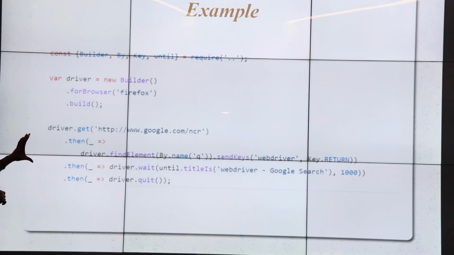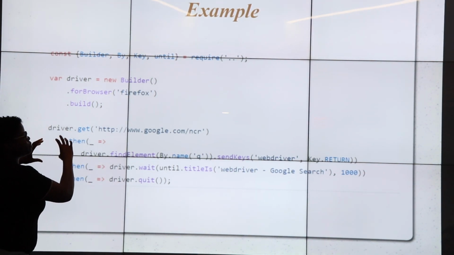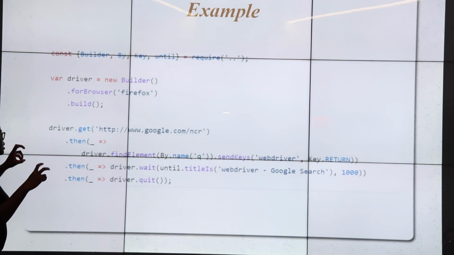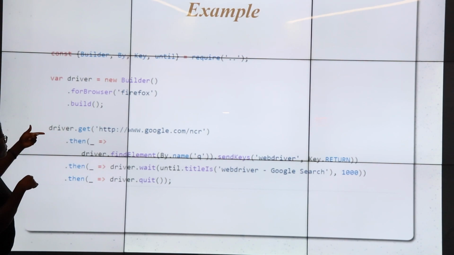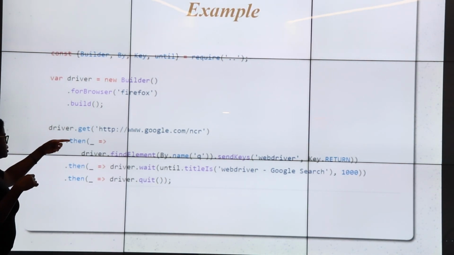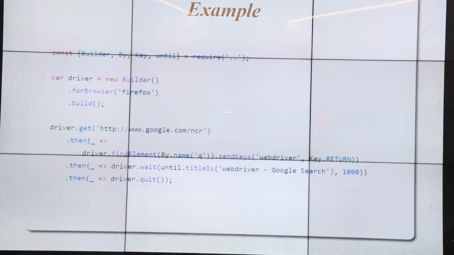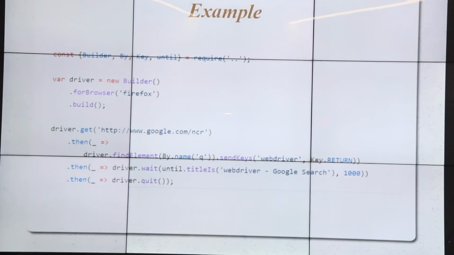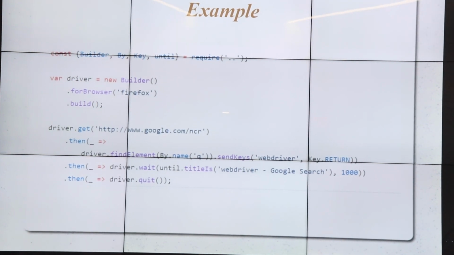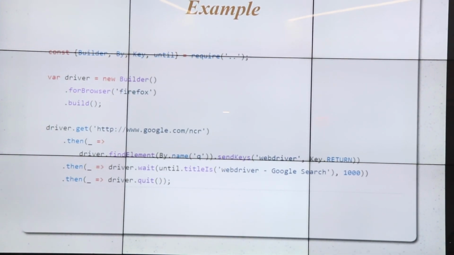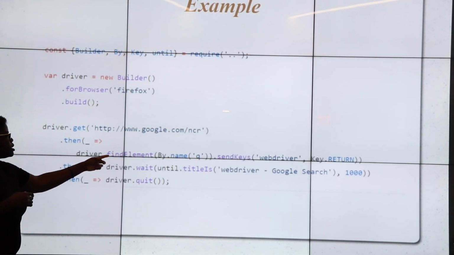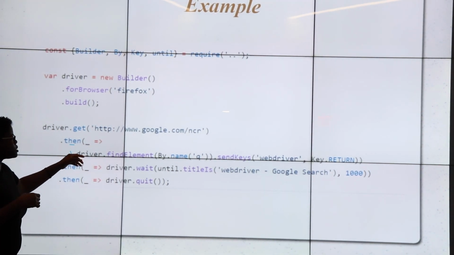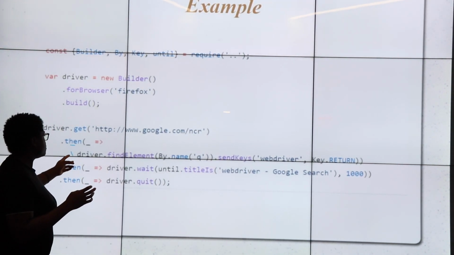So here, I would say, is your test case, a simple test case. The driver, which is the Builder class, has a get method, and the get method is basically opening up a new promise. What it's saying is, go out, retrieve this URL, and then once that URL finishes loading, go ahead and execute this command. It's kind of intuitive if you think about it.